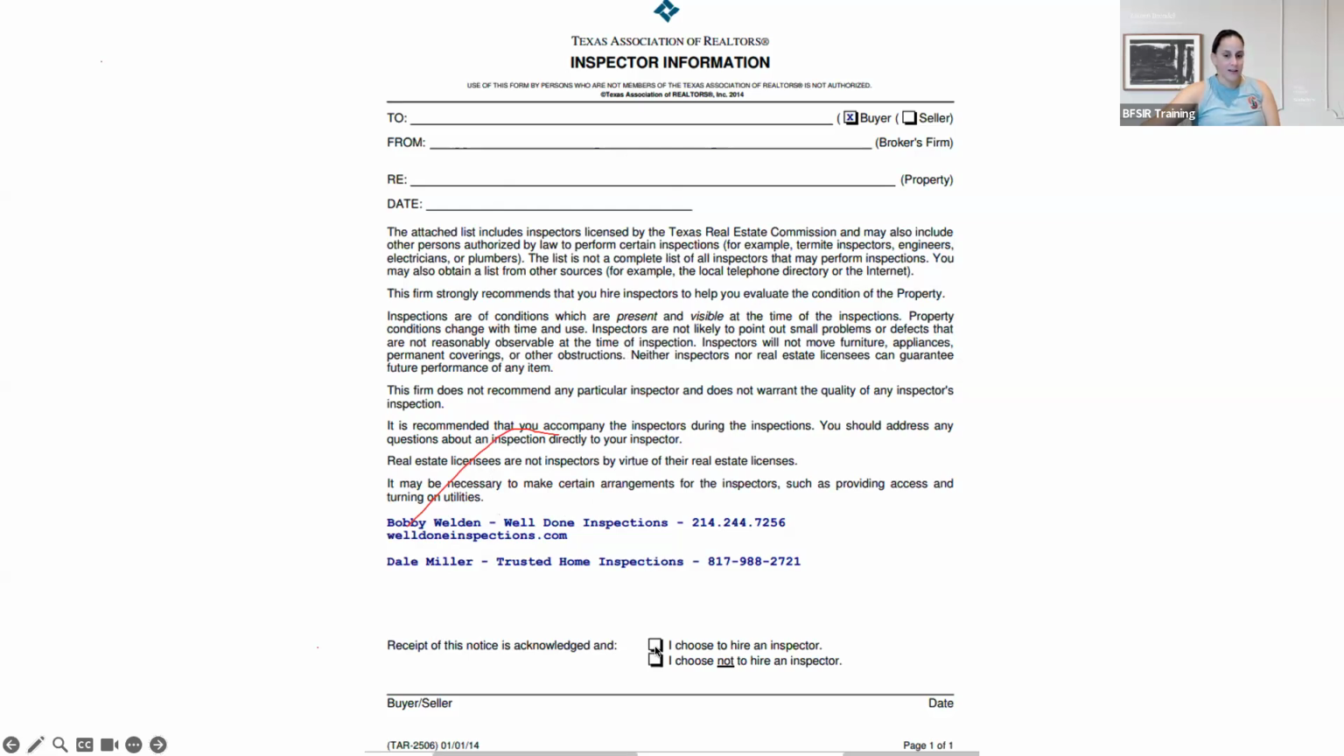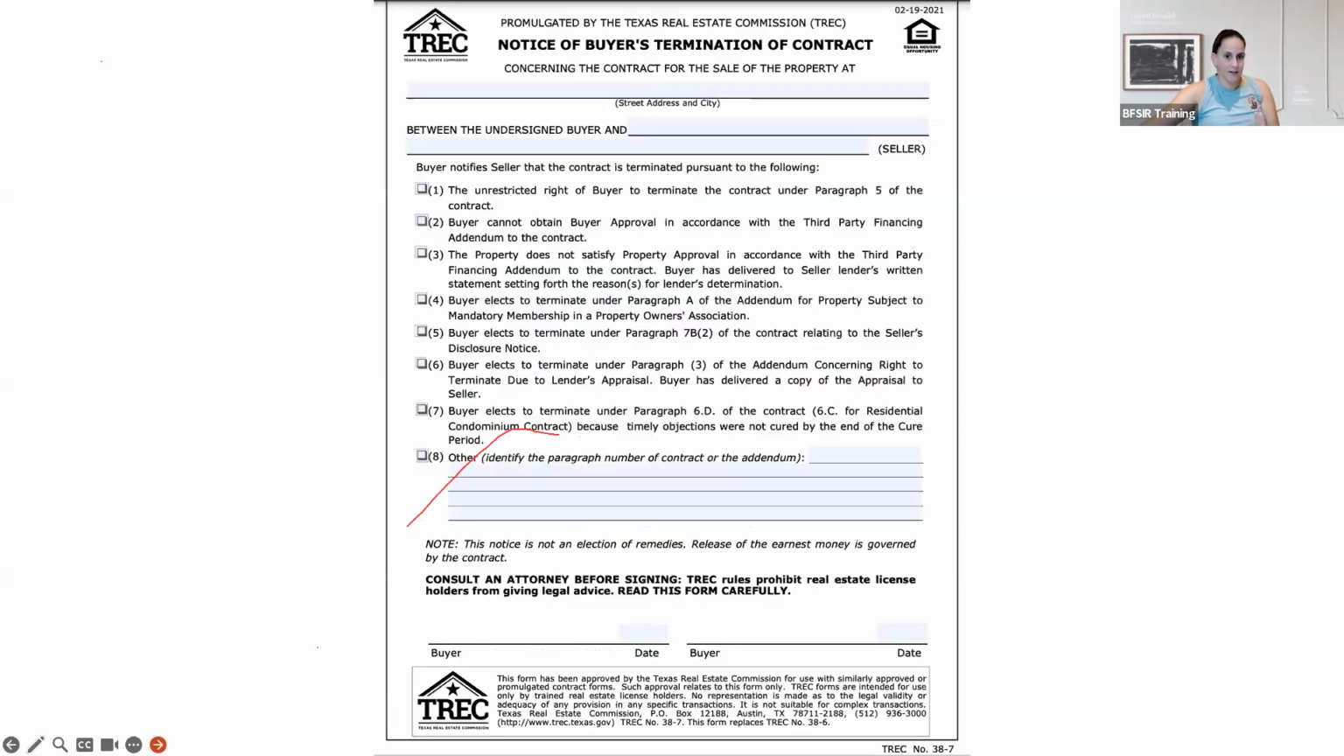And the buyer can say, I choose to hire or not to hire. They don't have to fill this out. Of course, if they do, that's great and it should go in your file. I think the fact that you deliver it to them and they are on notice and have receipt of this information is helpful to us if there's ever an issue. So it's a CYA document.